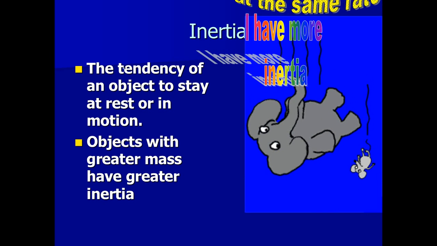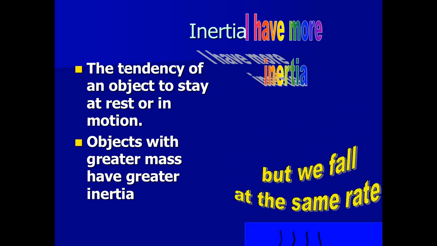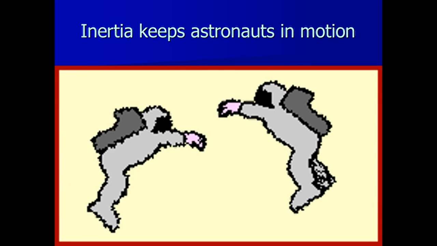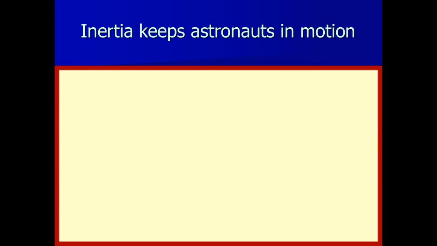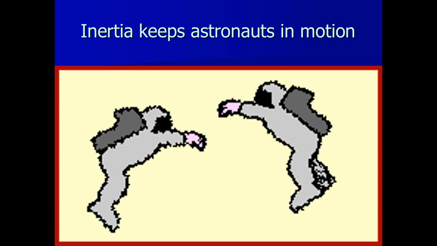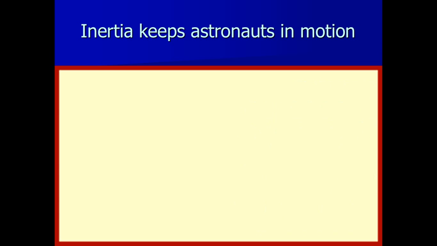Picture the elephant and the mouse. The elephant has more inertia, but they fall at the same rate. Why is that? We'll get to that in a moment. Inertia would keep astronauts in motion in space because there's no friction to slow them down. So as the two astronauts collide, the one pushes the other.